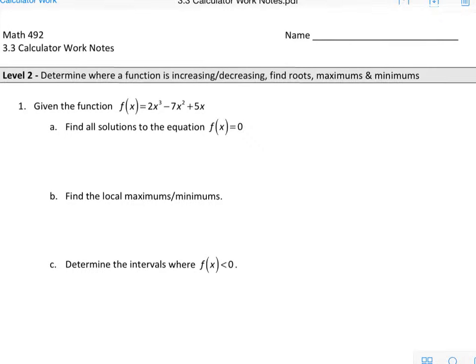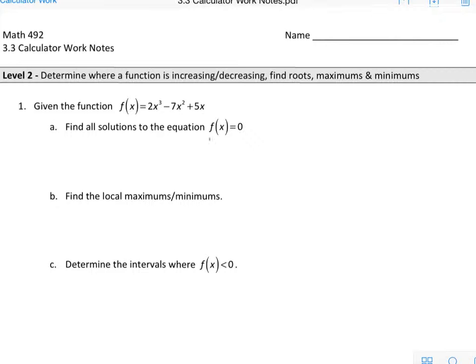3.3 calculator work notes. So let's take a look at level 2, determine where a function is increasing and decreasing, find the roots or the maximums and minimums. So number 1, we're going to be given this function f of x equals 2x cubed minus 7x squared plus 5x, and we're going to find all solutions to the equation f of x equals 0.